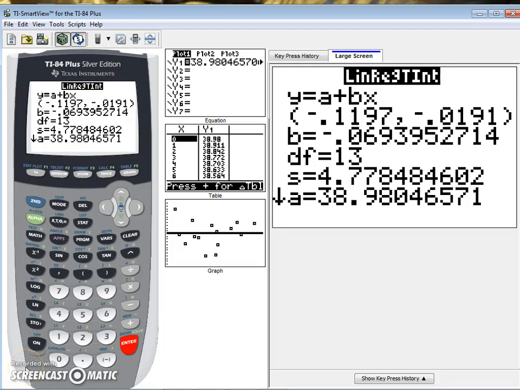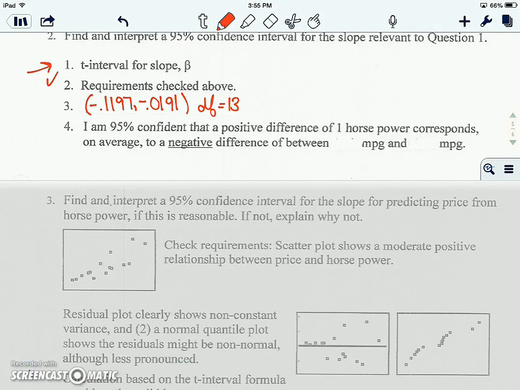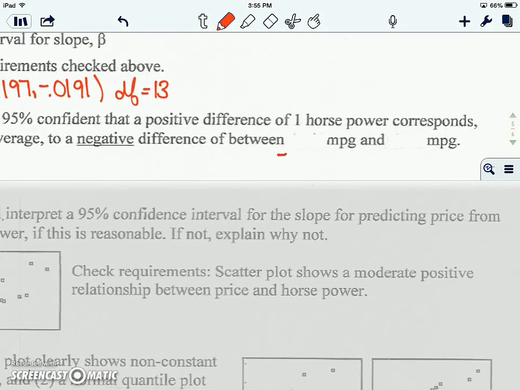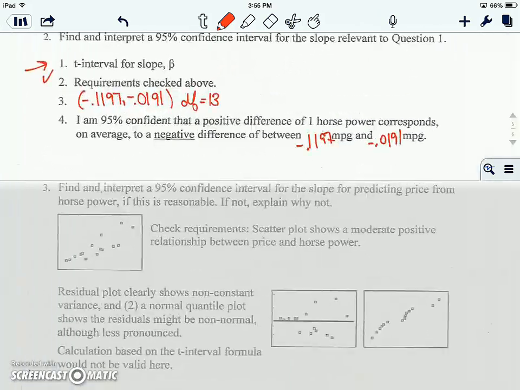Let's go back to the notes. Okay, so I wrote that in, and I can say I'm 95% confident that a positive difference of 1 horsepower corresponds on average to a negative difference between negative 0.1197 miles per gallon and negative 0.0191 miles per gallon.